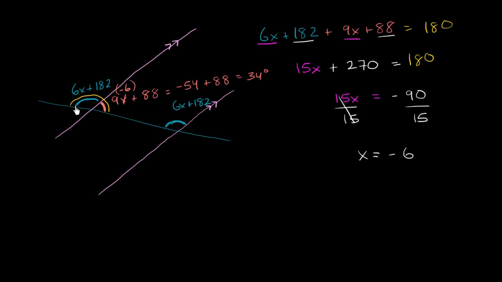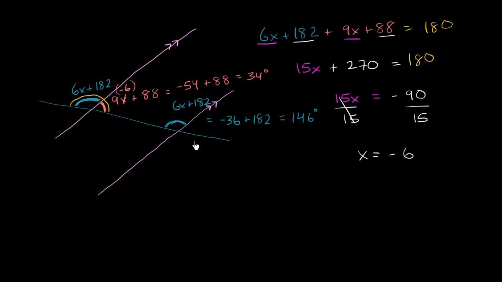The blue angle is going to be 180 minus that, but we can verify that by actually evaluating 6x plus 182. So this is going to be equal to 6 times negative 6, which is negative 36, plus 182. Let's see, if I subtract the 6 first, I get to 176. So this gets us to 146 degrees. And you can verify 146 plus 34 is equal to 180 degrees.